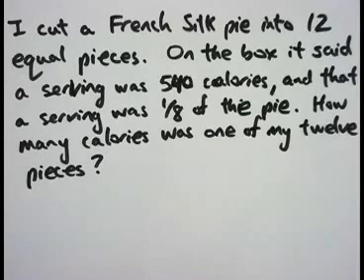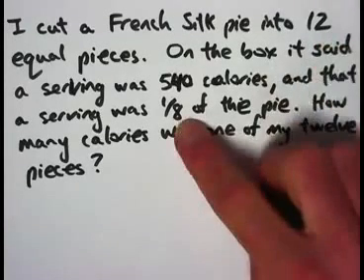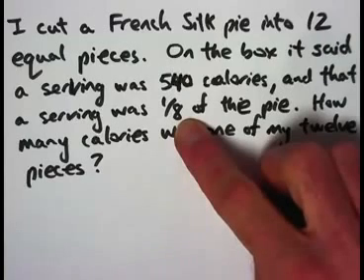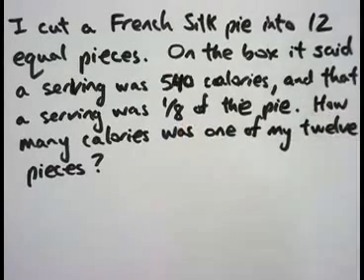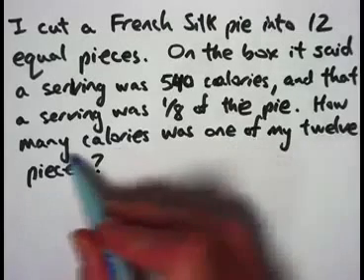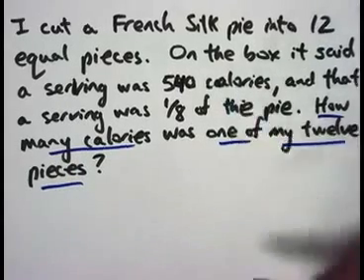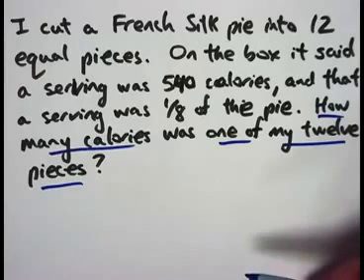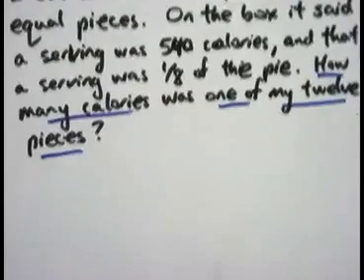Since I'm cutting more pieces, each of my 12 pieces is going to be smaller than the 8 pieces that the box is recommending, you might say. 1/12 is less than 1/8. So, because of that, the calories in my one piece is going to be smaller than 540. That's the first thing to realize when you think about a problem like this. How much smaller? Let's see if we can get a hint about what to do here.